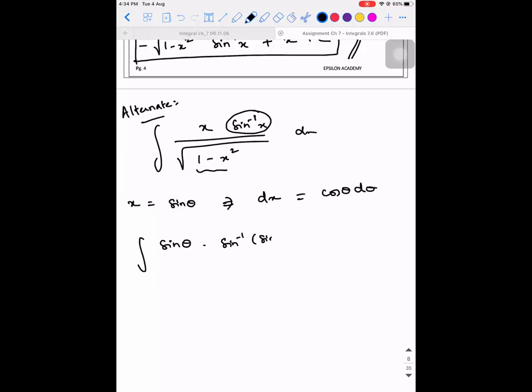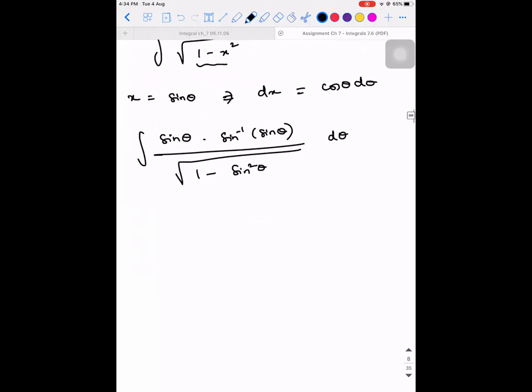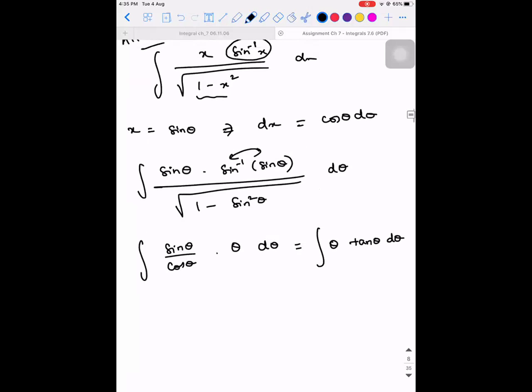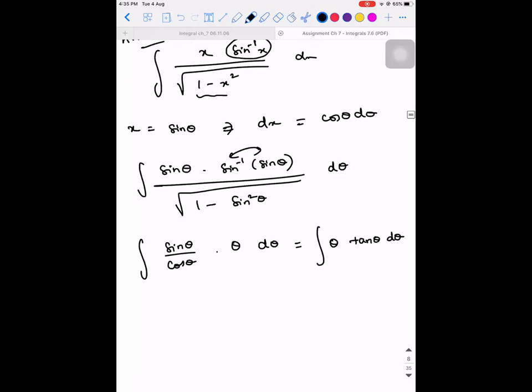So integral of wherever x is there, I'm going to replace it with sine theta, into sine inverse x is sine inverse of sine theta, the whole divided by root of 1 minus sine square theta d theta. So this will be integral of sine theta divided by root of 1 minus sine square theta, which is cos theta, into sine inverse of sine theta, which is theta, d theta. So this will be integral of theta into tan theta d theta. Is it clear to this step? Now, the algebraic and inverse trigonometric problem has got converted to an algebraic and trigonometric problem. So which one is first and which one is second, obviously. Algebraic is first and this is second.